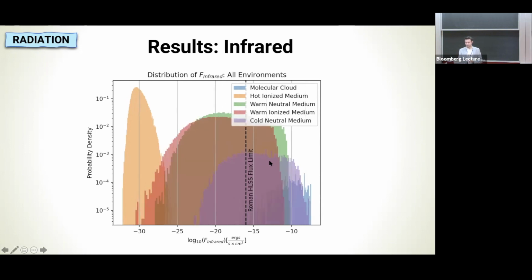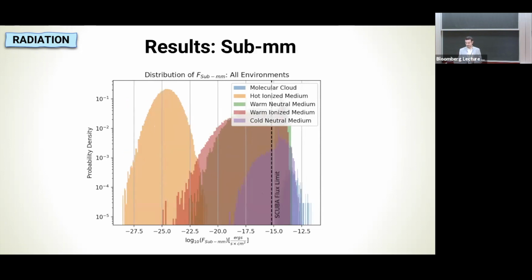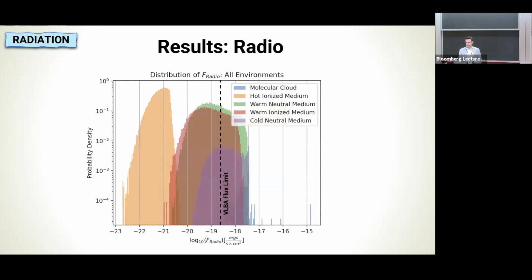We did the same for the infrared. This is the plot for the infrared, and the Roman high latitude survey should be able to observe 16% of these sources. Same in the sub-millimeter, SCUBA, about 20%. And we also did a similar calculation for the future CMB-S4, the stage 4 future CMB experiment, which should be able to observe 23%. And in the radio, the VLBA should be able to observe 20% of these sources.